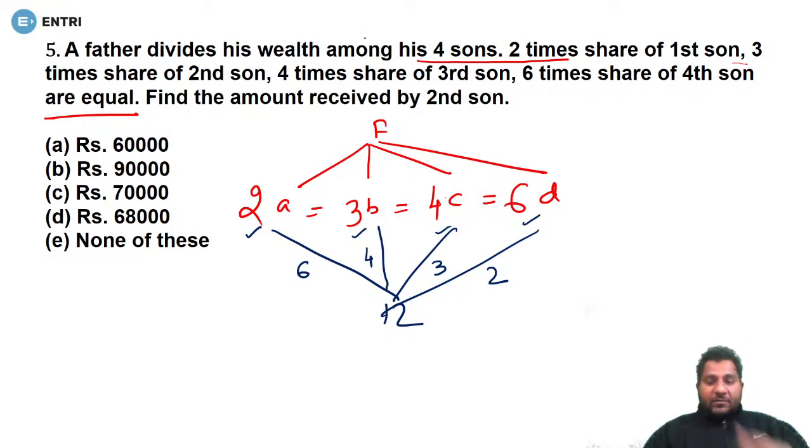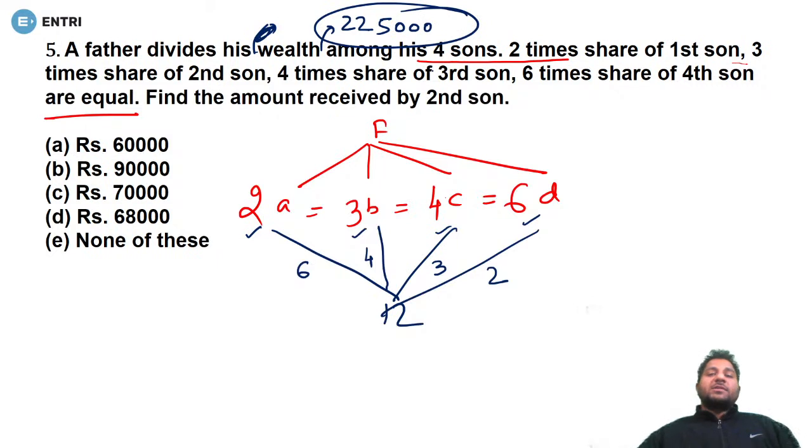Now there is something missing, I think, in this data. So let me give you a clear idea of how you are going to approach this one. Now they are asking about a father who divides his wealth. So what was the total wealth? Let's say the total wealth was 225,000. It was a missing point.